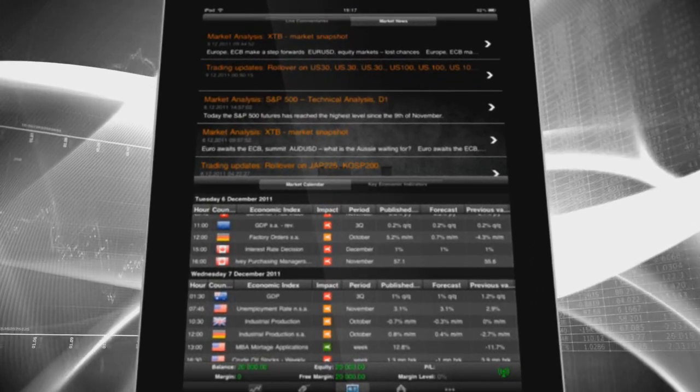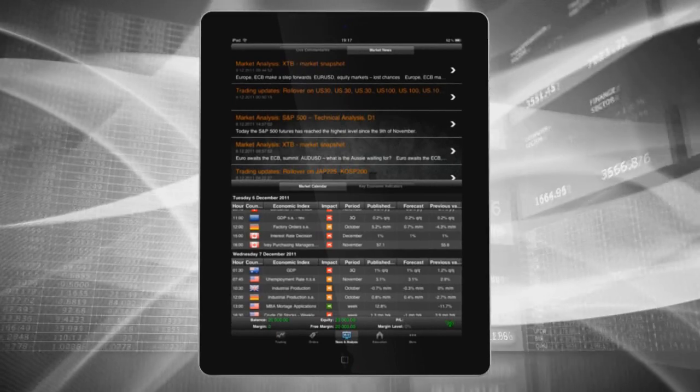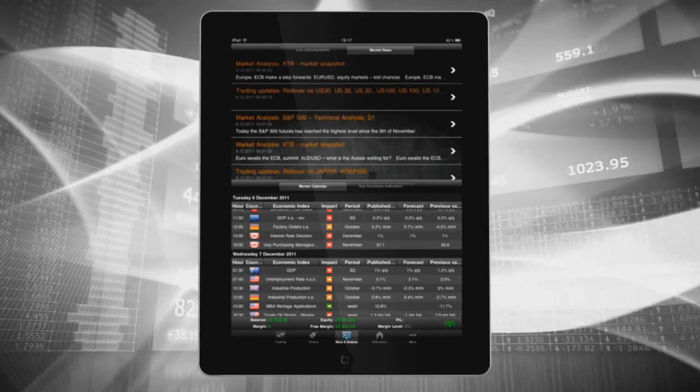The market calendar and its impact coding can provide a fast overview of the market, helping you to adjust your trading strategy.